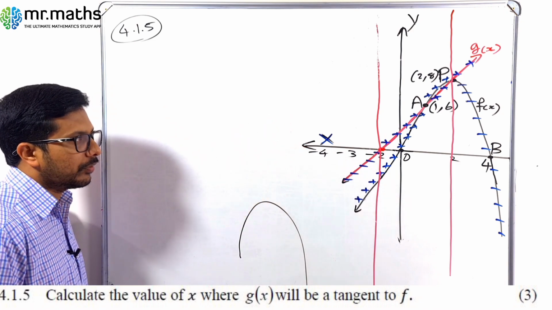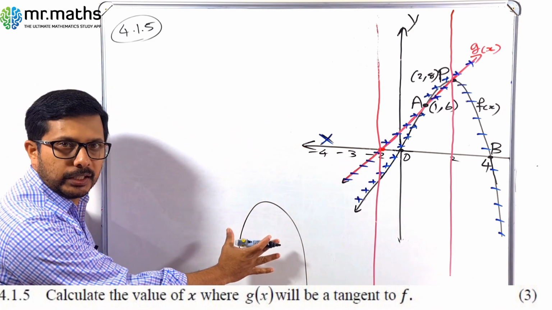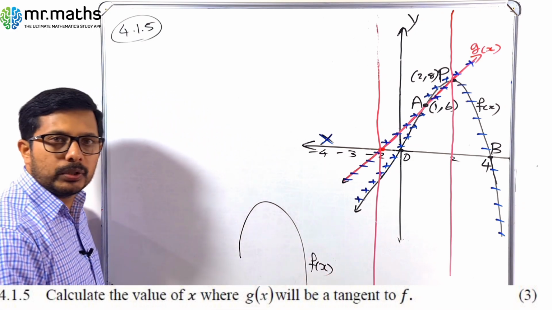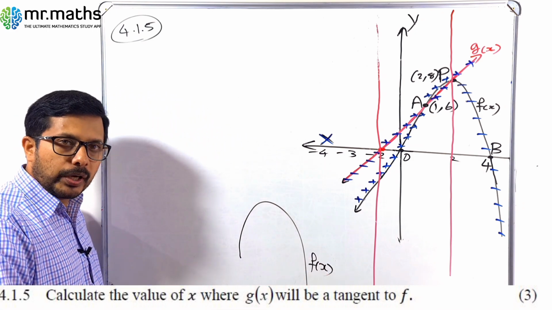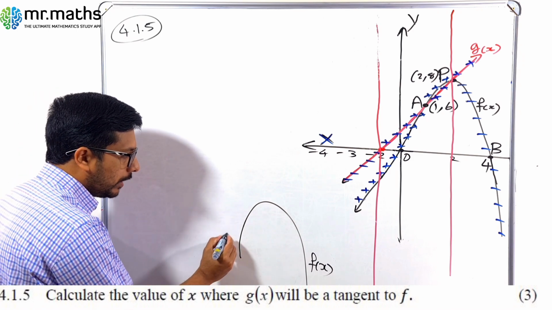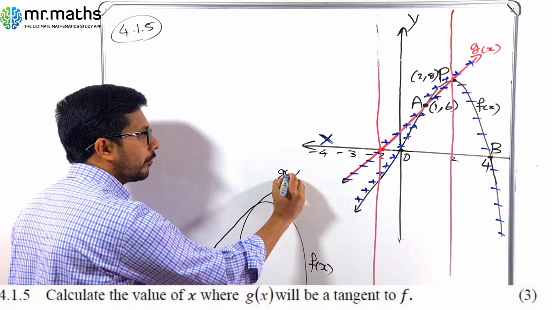That graph is difficult to understand from this. Let me draw that graph again here. So this is our f of x. And now they are saying that you have to find the values of x where g of x, our straight line graph, is a tangent of f. This is g of x.